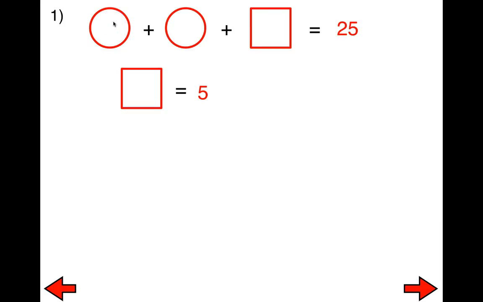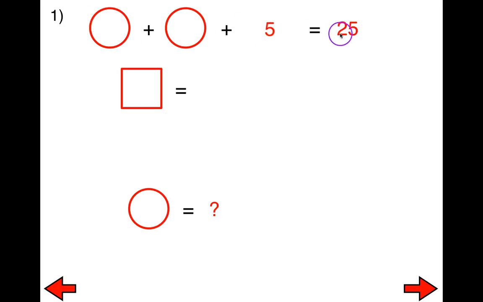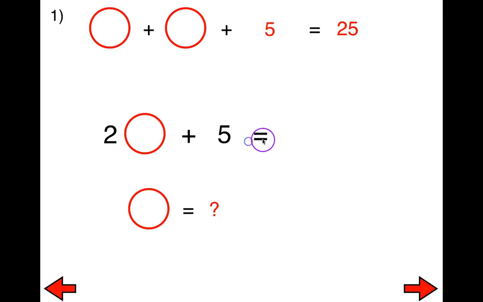Okay, so here is our very first system. It says here that 2 circles plus a square equals 25, and that a square equals 5. So we are going to be using a method called substitution today, and that's exactly what we're going to be doing. Because I know that 1 square is 5, I'm going to go ahead and substitute in this square for a 5. Now that I've done that, I've created a new equation, focusing just on this first one right here. It shows me that I have 2 circles. So 2 circles plus 5 equals 25.